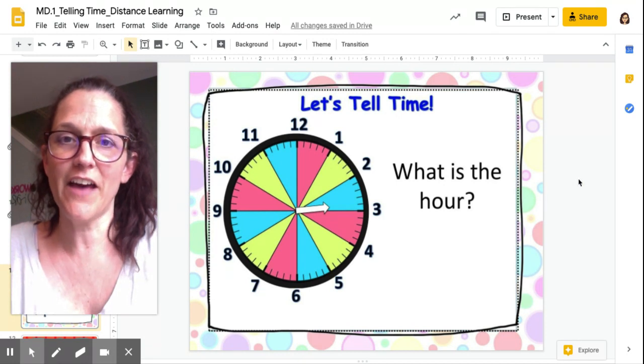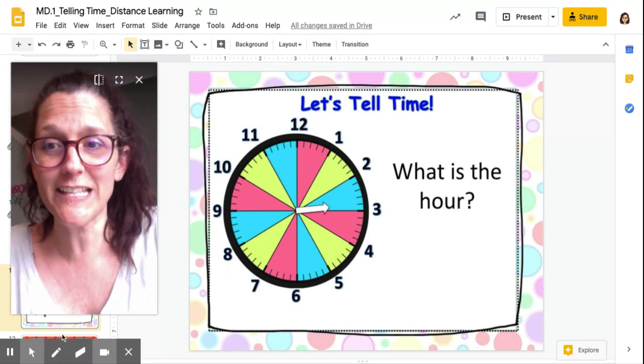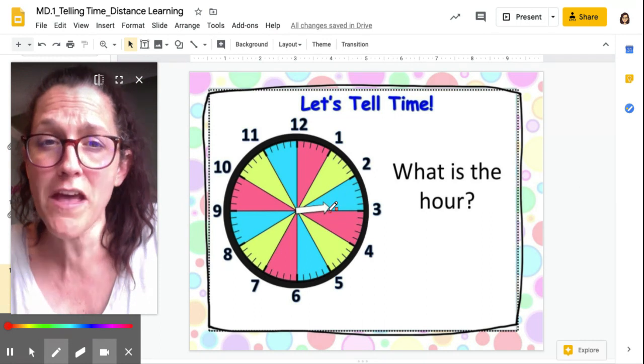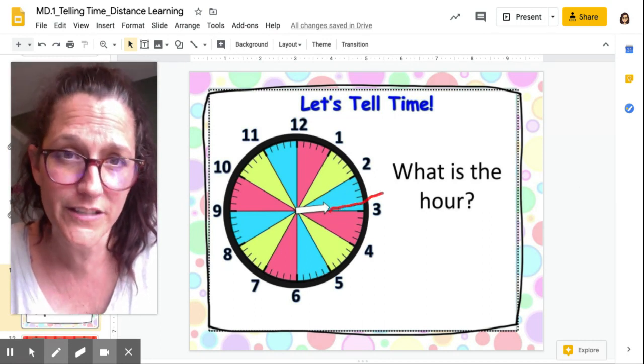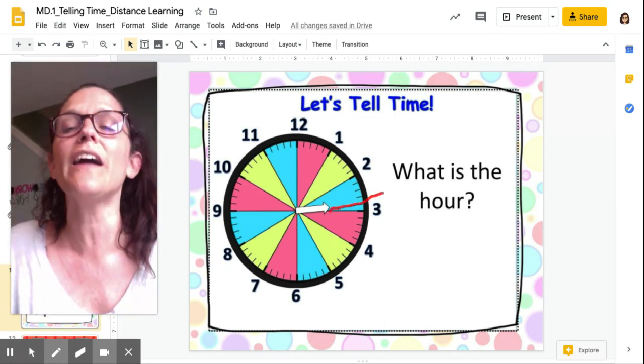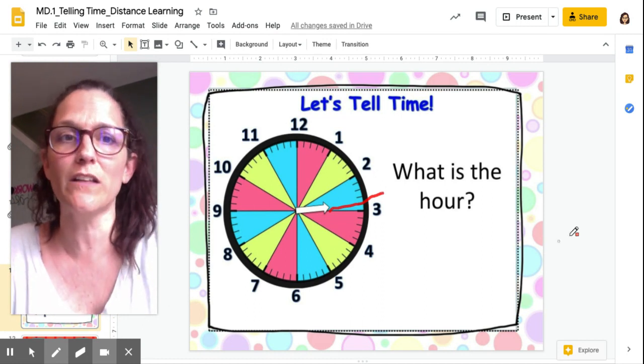Okay, try another one. 2 o'clock. Good job. This one was kind of tricky because it got really close to that 3, but it wasn't 3 o'clock yet, so it's still in that 2 o'clock house.